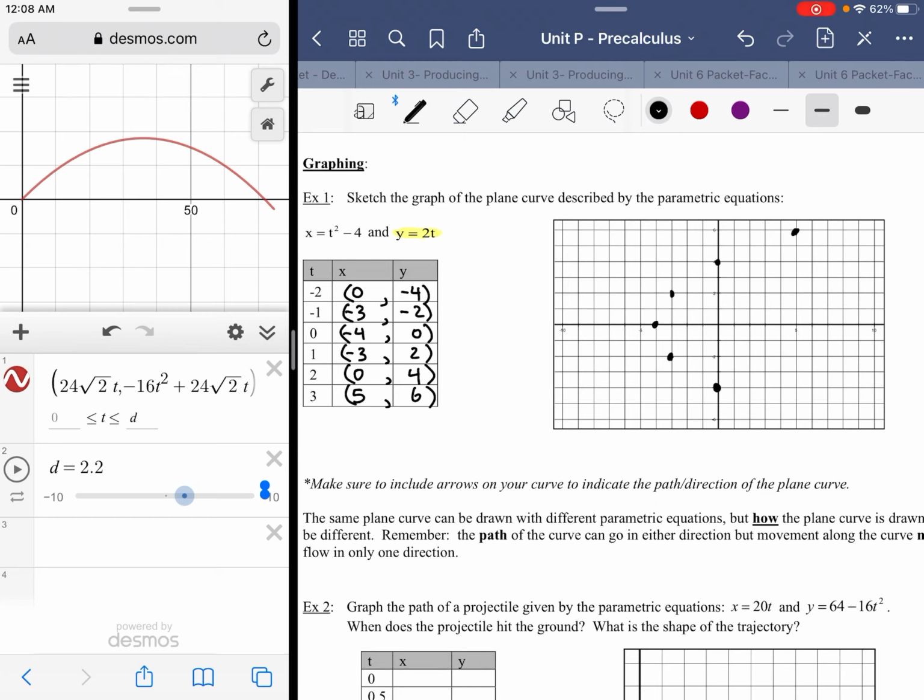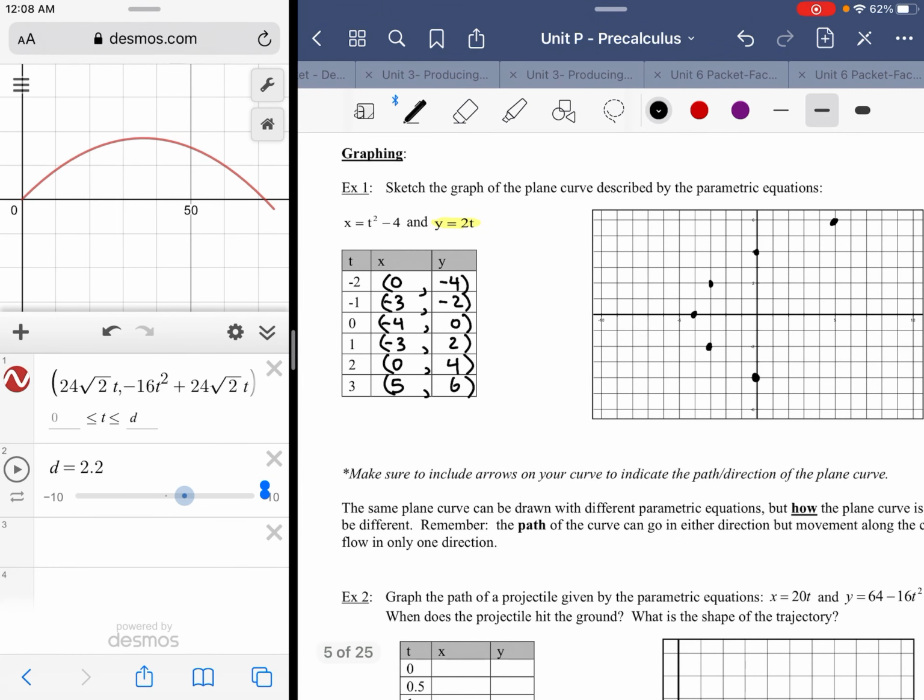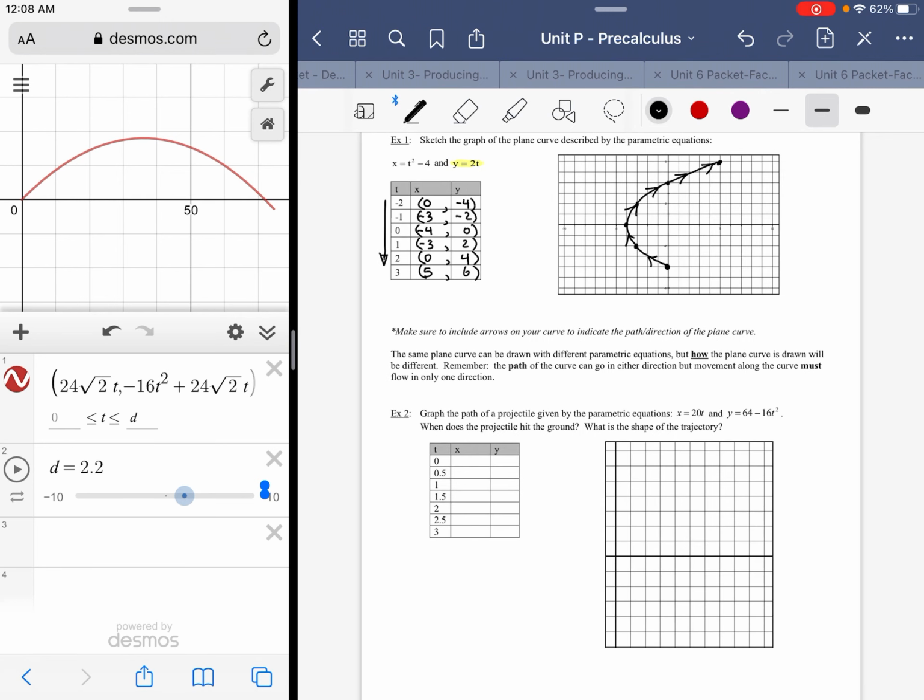Now, since this graph started at an x value of 0, but more importantly, it started at a time value of negative 2, it's going to go in this direction. Really, you're just thinking about the order in which you plotted them. As long as you're following the increasing order of t, then you'll have the orientation of the graph. But even doing this, it doesn't look like I've demonstrated any kind of orientation. How does anybody know I didn't graph it the other way? So what we do is put little arrows on it to indicate the direction of the motion along the curve.